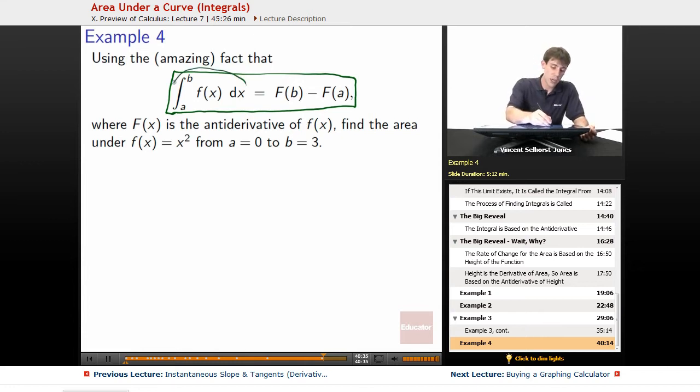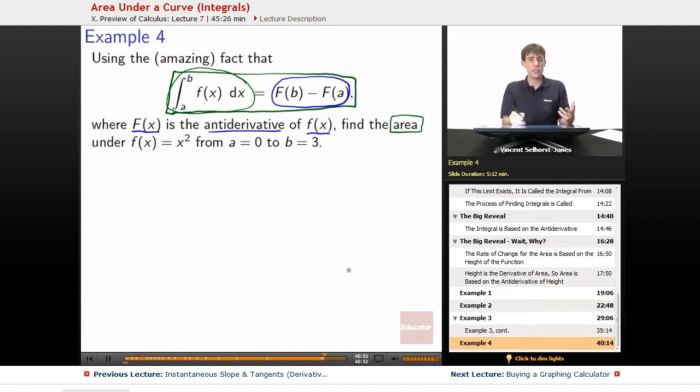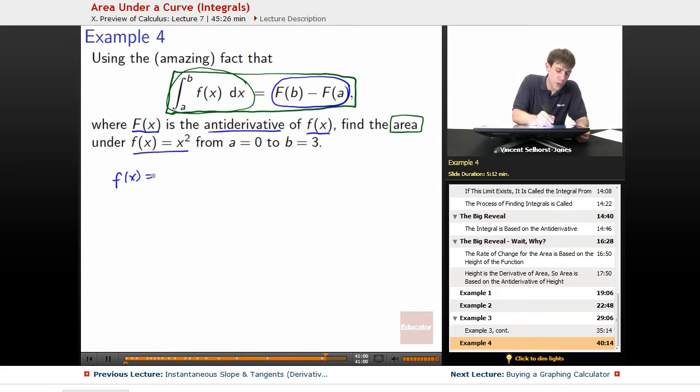So this part right here is the area that we are looking for. What we want to do is figure out big F of b minus big F of a. Big F of x is the antiderivative of little f of x. So the very first step is to figure out the antiderivative of little f of x, where little f of x equals x squared.